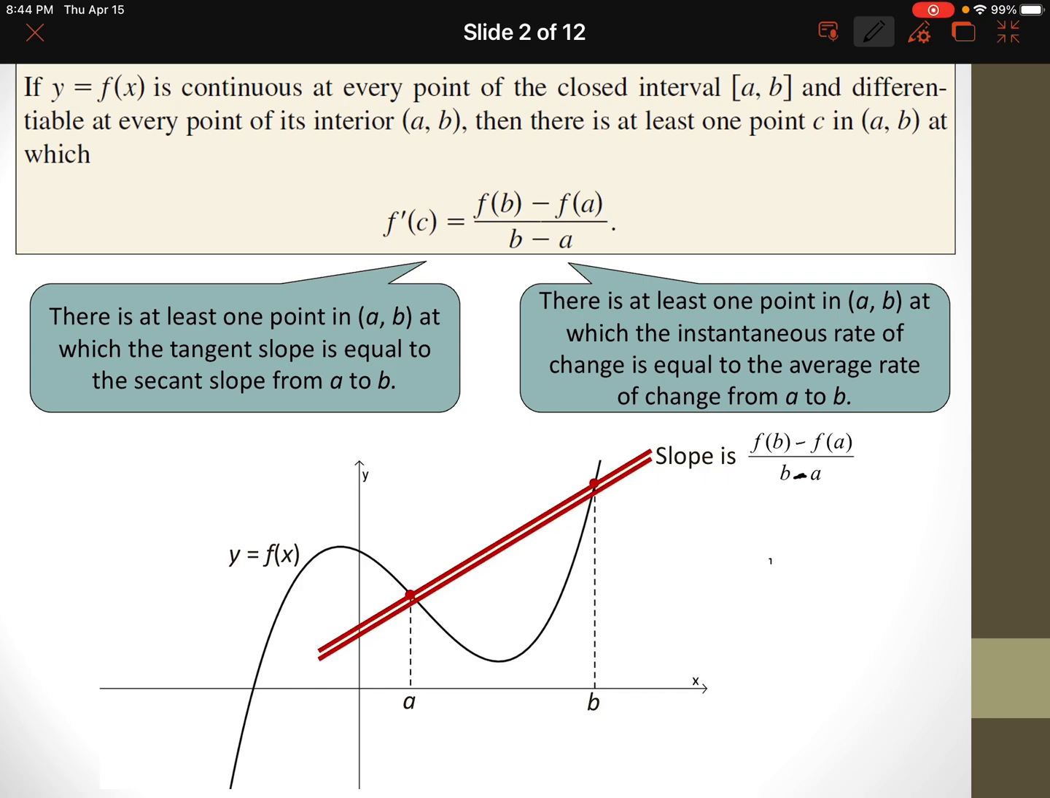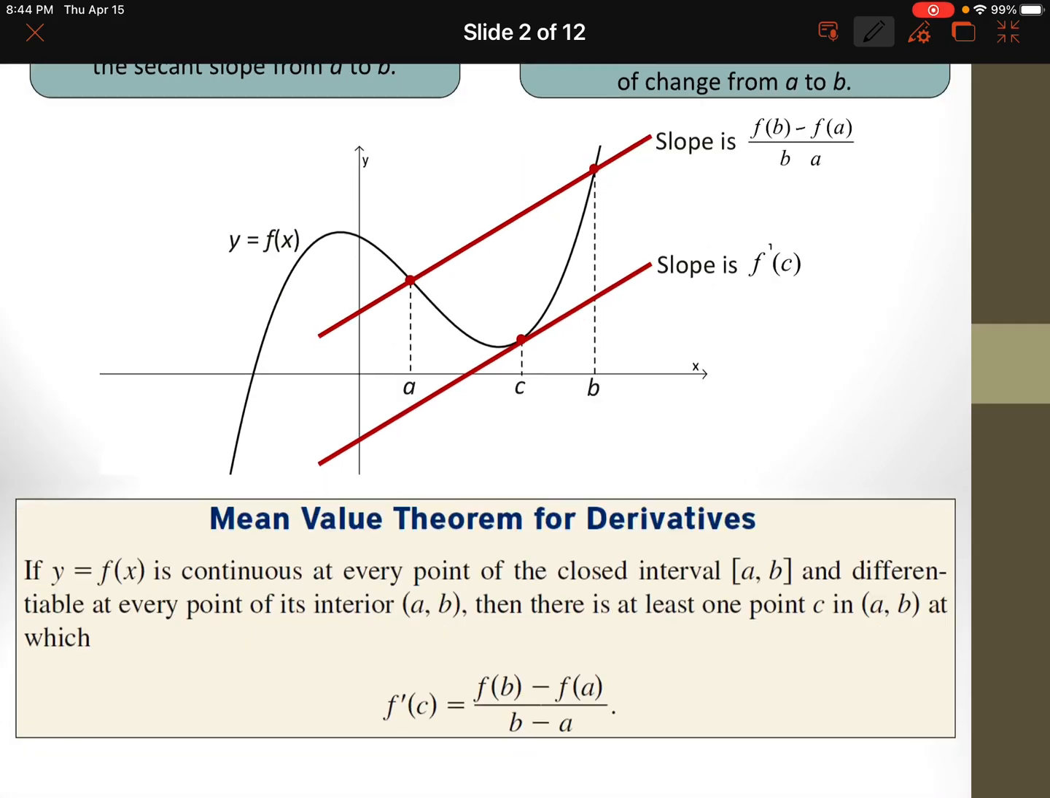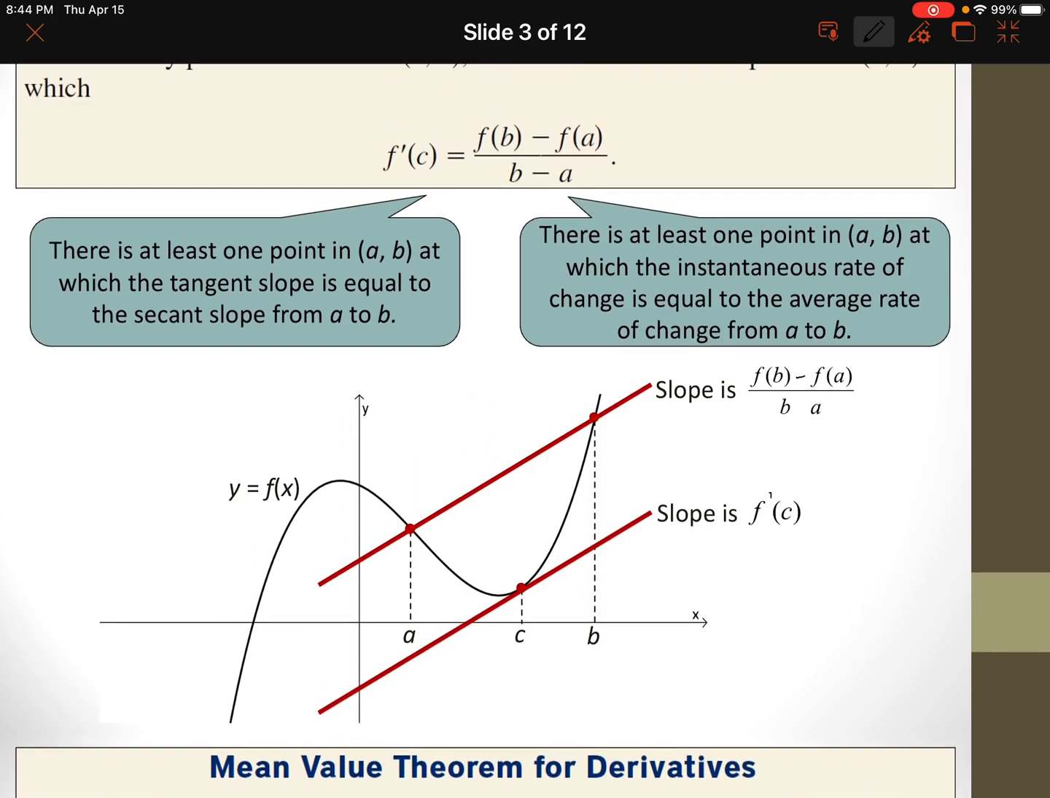And what the mean value theorem says is somewhere between a and b, there'll be this point c, and finding it, we'll talk about finding it in a minute. Don't worry about finding it. This is an existence theorem. It says it exists. Somewhere in there, there'll be a point c where the tangent slope at that c will be exactly the same as that average, as that secant slope you got there.